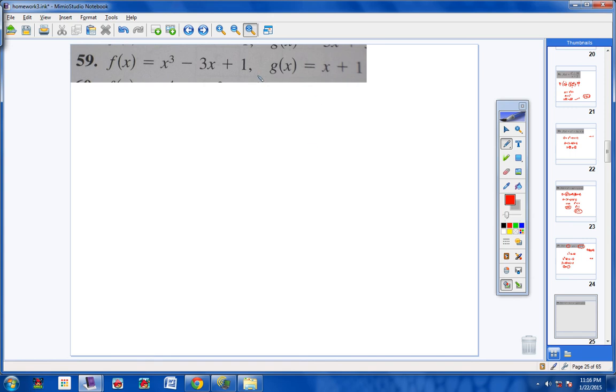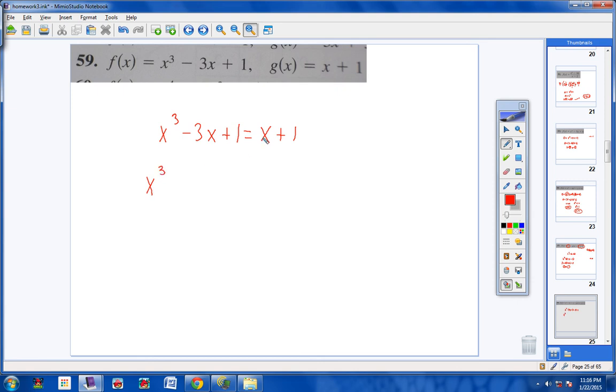Let's try another one. What values make these two functions equal? Well, let's set them equal and find out. x cubed minus 3x plus 1 equals x plus 1. Now students, right away I noticed that I have an x cubed, okay? So I want to move everything over to one side. I'm probably going to factor x cubed.